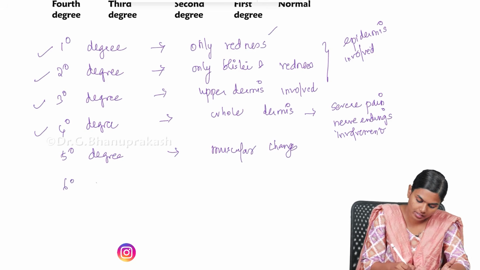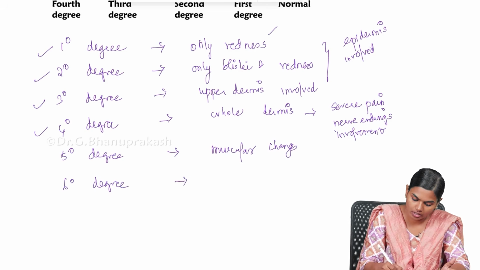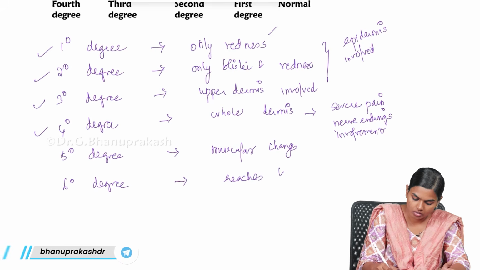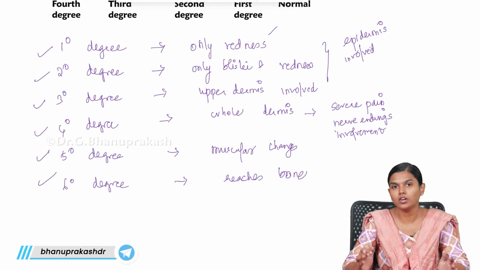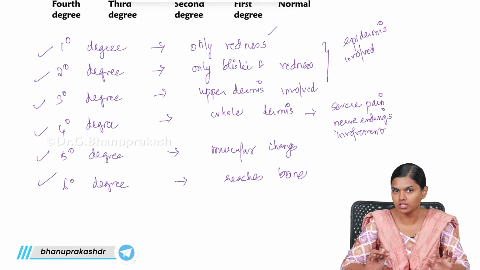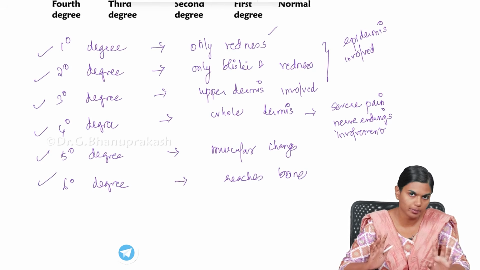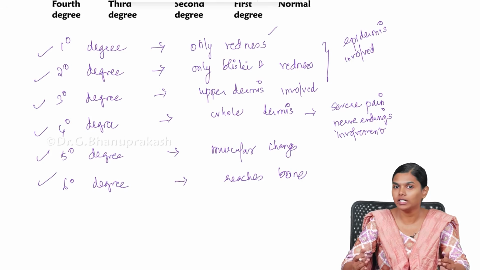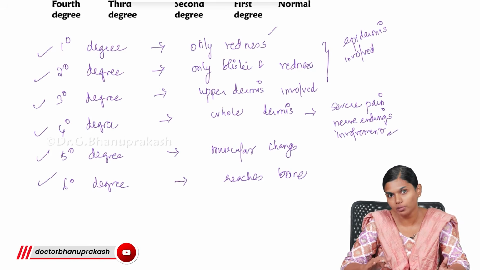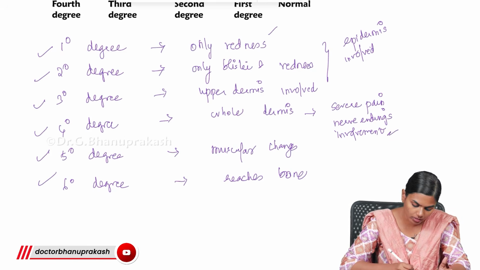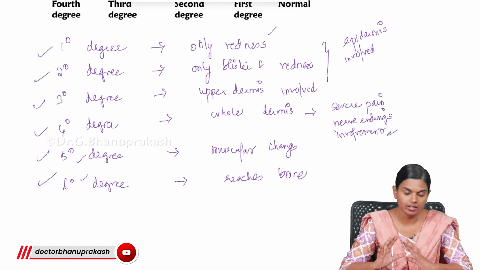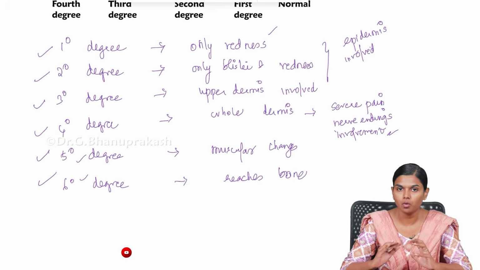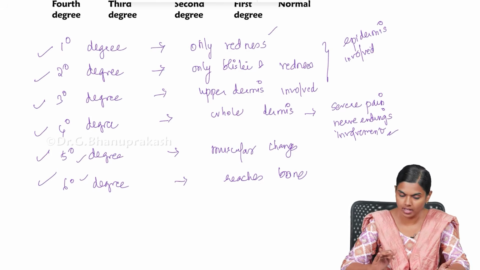Then finally, sixth degree, if the burn injury reaches the bone. If bone is damaged, then we call it sixth degree. So this is Dupuytren's classification. You have six degrees: the first two involve only the epidermis, third and fourth involve the dermis, and fourth is the most painful because of the involvement of the nerve endings. Then you have the fifth and sixth degree. In fifth degree the muscle is affected, and in sixth degree the bone is affected.